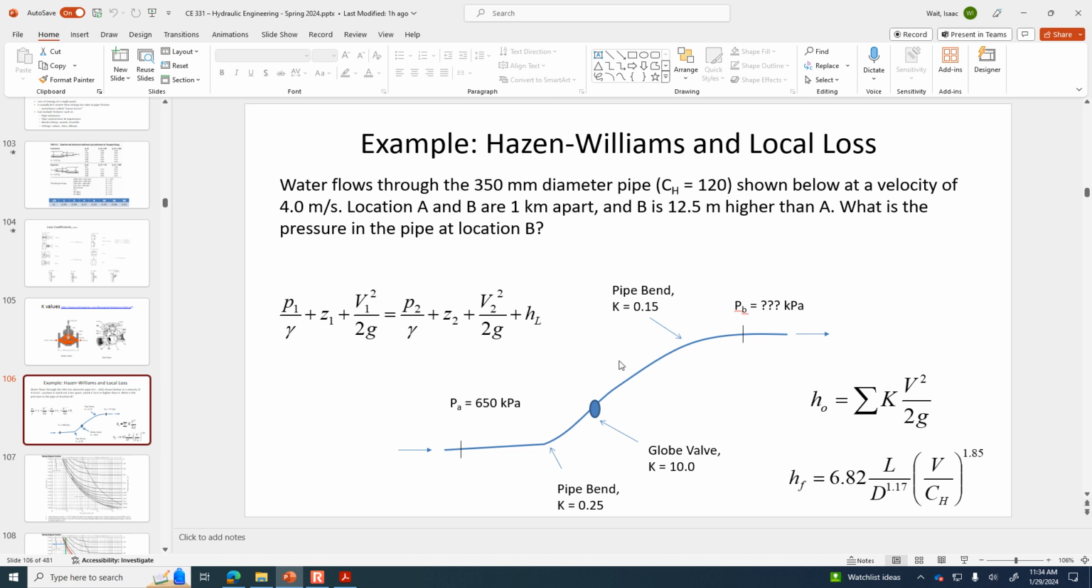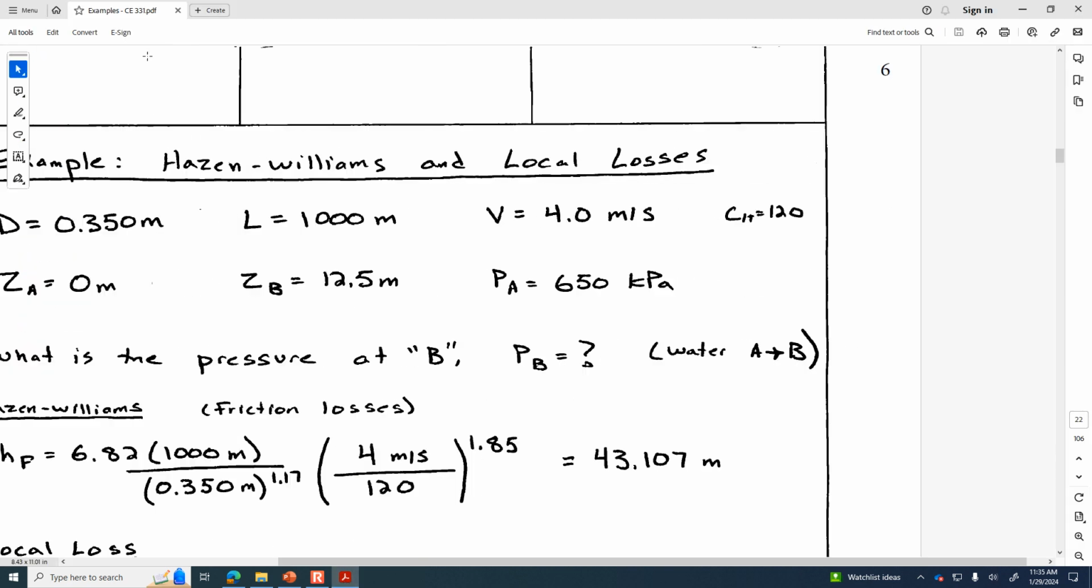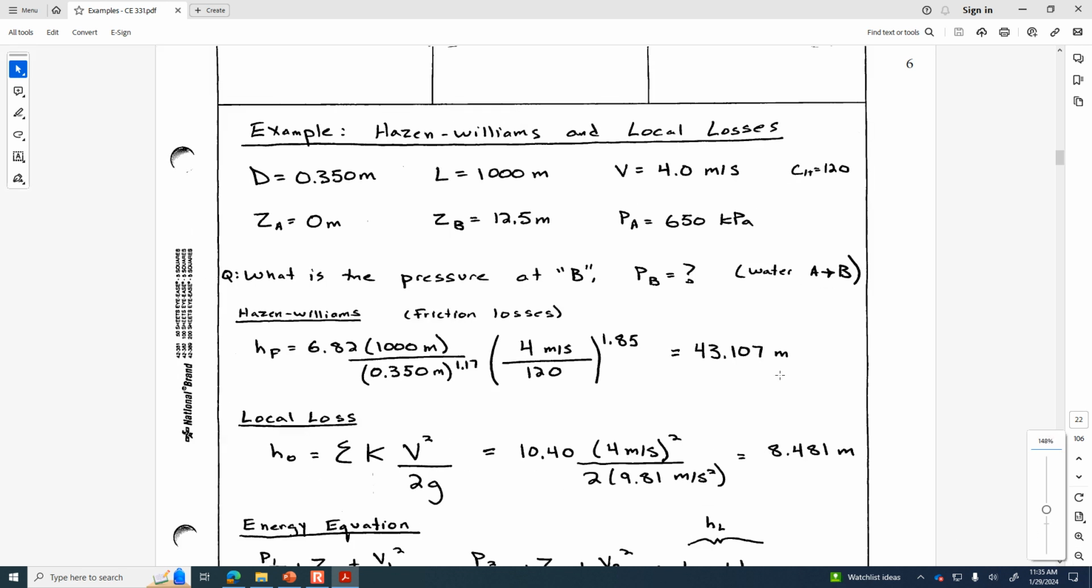But aside from those two changes, and I think this is a pretty fair representation of what you can expect on the first exam, the type of problem. So let's look at the solution. I've been circulating around, and I think in most cases people are on the right track. If not finished, they're headed in the right direction.